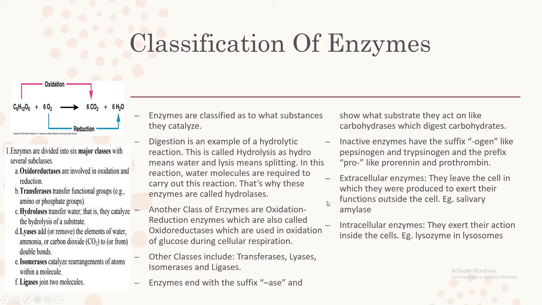Extracellular enzymes and intracellular enzymes. Now, what are extracellular enzymes? They leave the cell in which they were produced to exert their functions outside the cell, like the salivary amylase in your saliva that is secreted from the salivary glands, from the salivary cells. Intracellular enzymes exert their action inside the cells. For example, catalase and lysozyme in lysosomes, which break down, for example, the cell also.